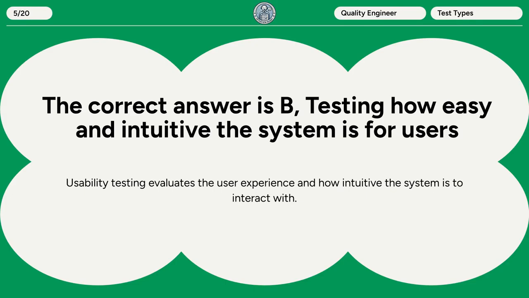The correct answer is B. Testing how easy and intuitive the system is for users. Usability testing evaluates the user experience and how intuitive the system is to interact with.